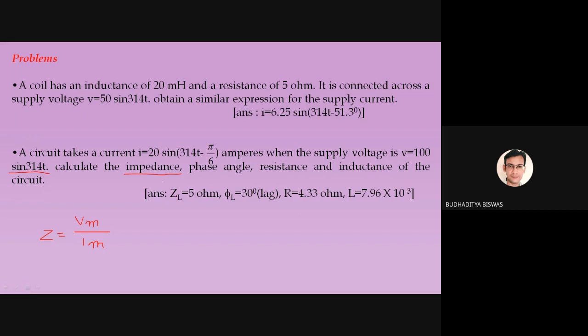What is the maximum value of current? Sir, it's 20. What is the maximum value of voltage? Sir, 100. So you see, 100 by 20. Okay, so what is the value of impedance then? 5 ohm, sir. Always remember the unit of the impedance is ohm. So you see Z equal to 5 ohm, as it is mentioned in the question.